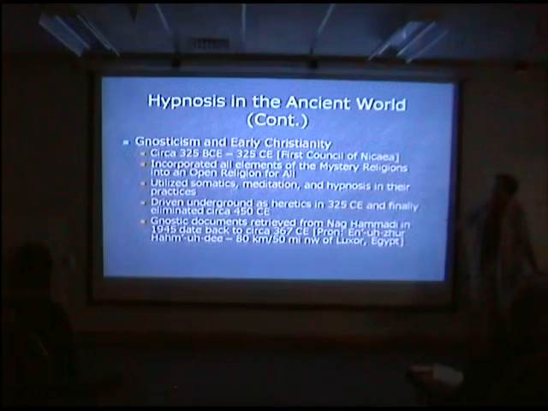Gnosticism and early Christianity. From about 325 BCE to 325 CE, which was the date of the first Nicene Council, the Gnostics sort of consolidated all of this ancient mystery religion, the Platonic and Socratic and Aristotelian philosophies, the Eastern philosophies, Zoroastrianism from Persia. All of that stuff was sort of consolidated under the name of Gnosticism.